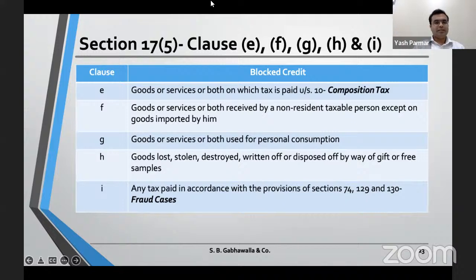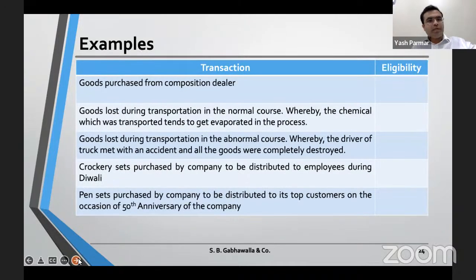And the last clause is clause I, which deals with any tax paid in accordance with provisions of section 74, 129 and 130. So if there is a notice issued by the department and if you are paying any tax under section 74 or 129 or 130, even though you are paying tax, you will not be entitled to claim ITC because it is specifically blocked. With this background, we will try to understand these clauses with the help of a few examples.